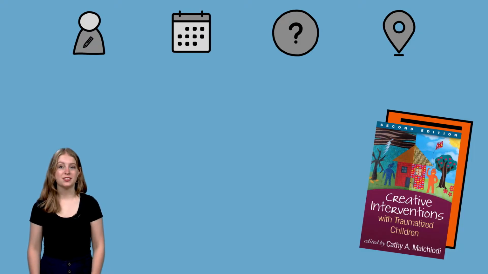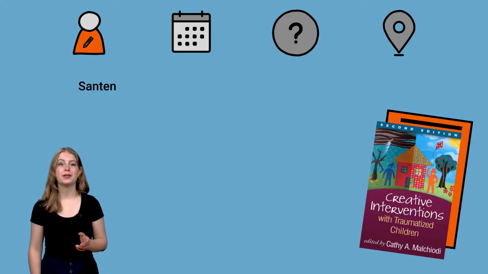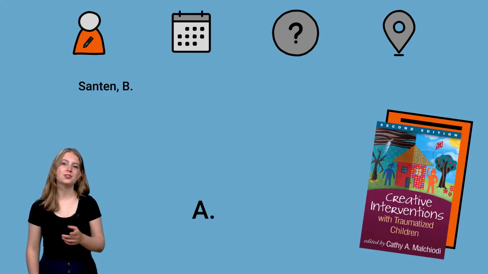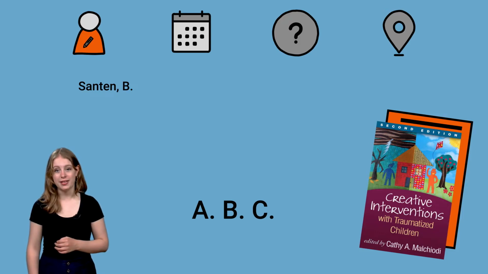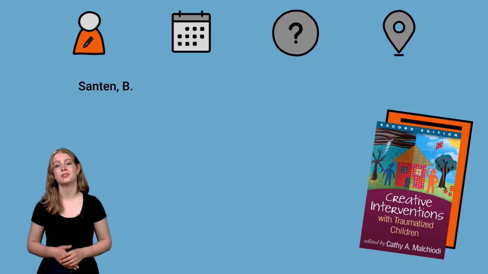Let's have a look at an example of a print edition. First, mention the last name, followed by the first initial of the first name. If the author has several initials, insert a full stop and a space after each initial. In this example, the chapter has only 1 author.